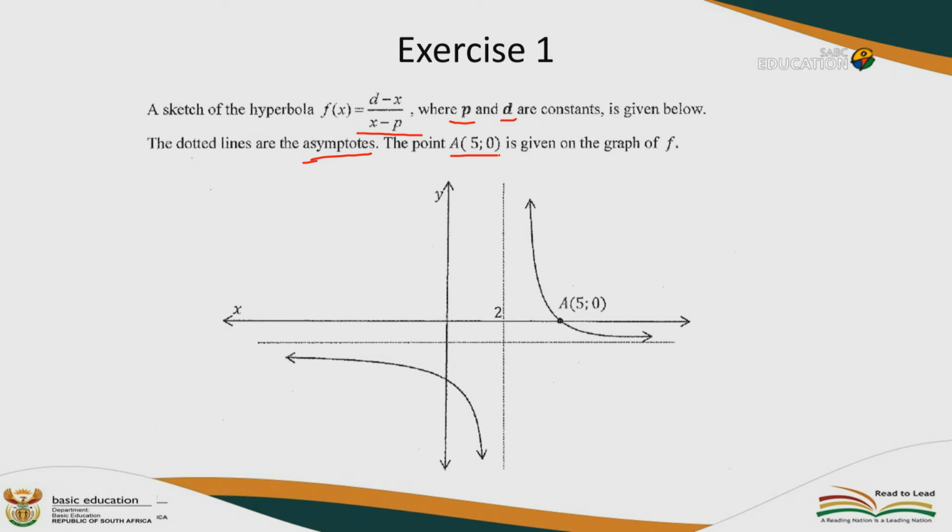If we analyze the graph, we are given the vertical asymptote, which is that one, and we can clearly see that it is passing through the point x equal to 2. That should tell us something about the value of p, because from this we can clearly see what the vertical asymptote is. So we should be able to know what p is by making use of that. And then we can use this point to find the value of d.